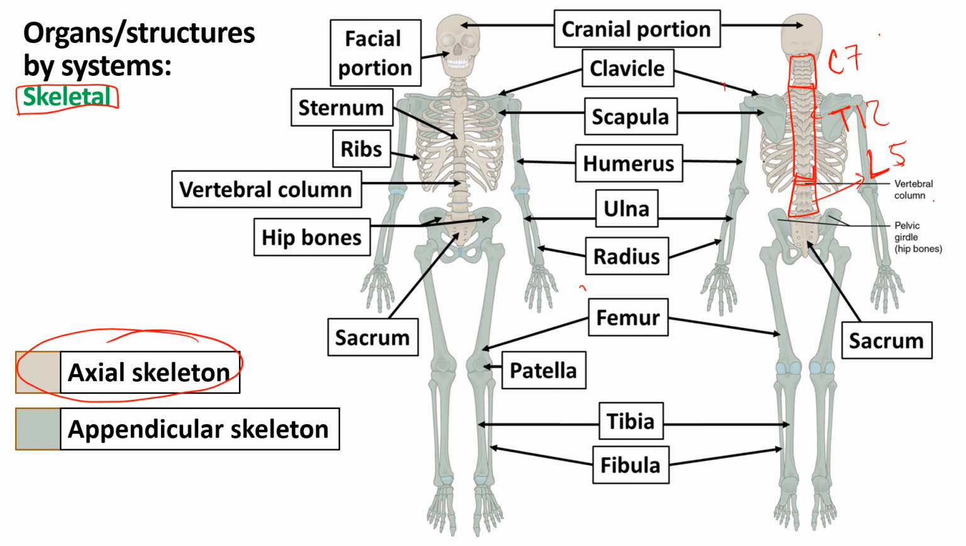So the mnemonic that we use to remember how many cervical vertebrae, how many thoracic, how many lumbars, is to try to remember the times of the day you eat. So we eat breakfast at 7 a.m., we eat lunch at 12, and some of you might eat dinner at 5 p.m. So 7, 12, 5, those are the amount of vertebrae that we have per region.